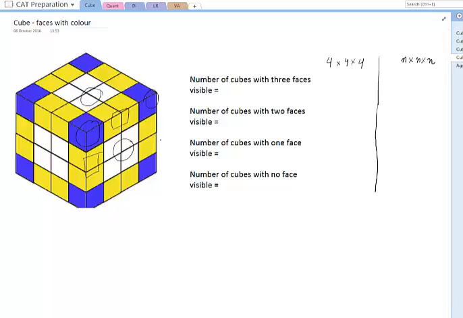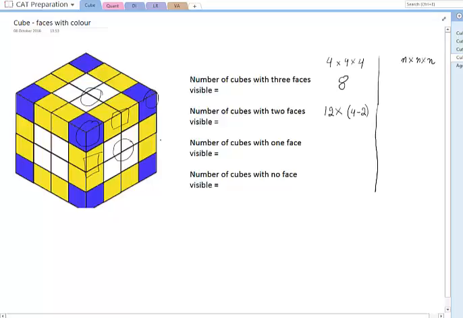So how do you count the number of such cubes? Let's do this for a 4x4 cube for now, and then we'll generalize it to an n cross n cube. The number of cubes with three faces visible is the number of vertices. So we have 8 vertices, so this number becomes 8. How many cubes have two faces visible? That's the number of edges, which is 12, into, for each edge you need to remove the two vertices. So we have 4 boxes on each edge and we remove the two vertices, and this gives us the number of cubes with two faces visible.